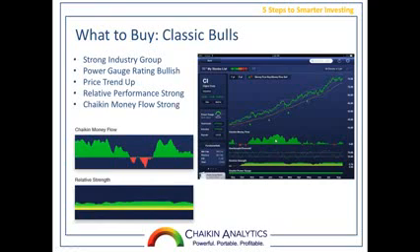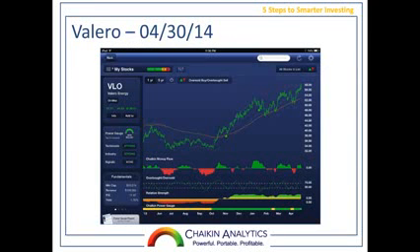I talked earlier about following the smart money. Well, when you see the Chaikin money flow at these mountainous peaks of green, that's telling you that the institutional investors are buying the stock day in and day out. And it's nice but not necessary that that accompany a stock that you're interested in buying. So let's look at a stock that is currently exhibiting all the characteristics of a classic bull.